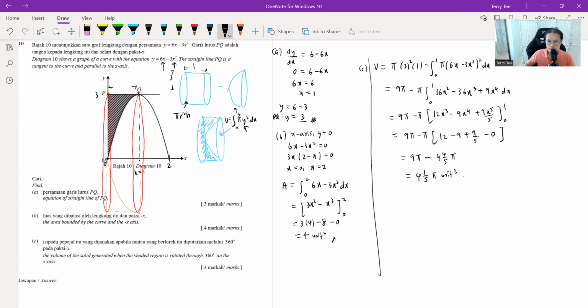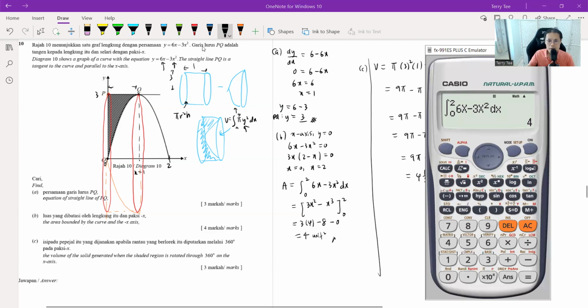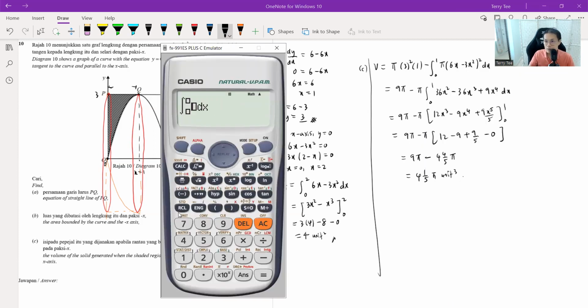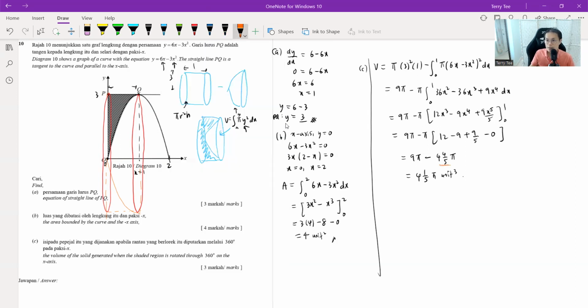And again, we can use a calculator to double check. I do not know whether my integration is correct. So we integrate here, just drop the pi, open bracket, 6x minus 3x squared, close bracket, square it further, lower limit 0, upper limit 1. There you go. I got 4 over 5. Yeah, so I know this is correct. Okay, so I just have to subtract to get 4 and 1 over 5. All right.